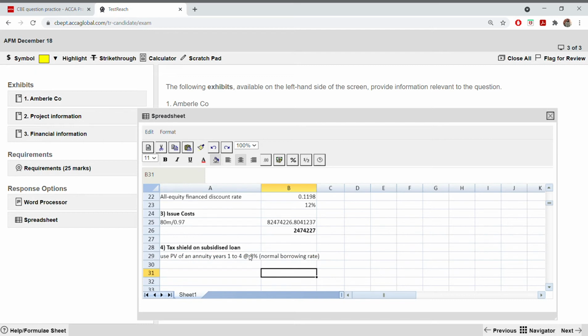Now you can show down below. So equal to 80, multiply by, I will just not open the bracket because I'll need it later on. Subsidized loan is 80 million.